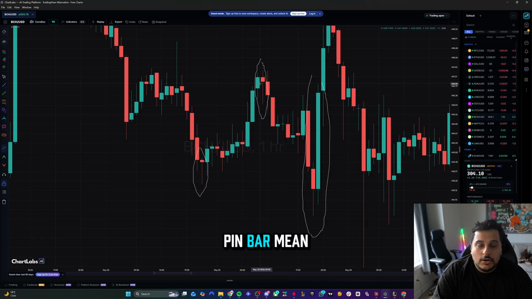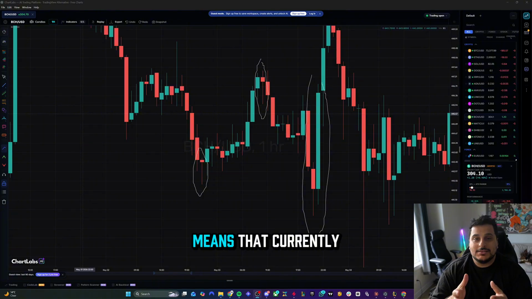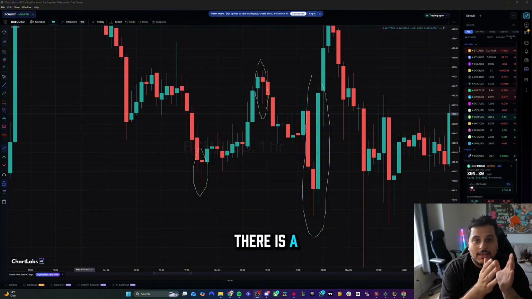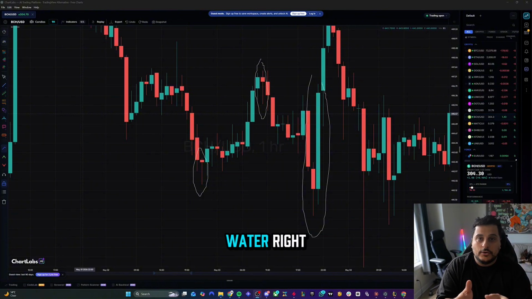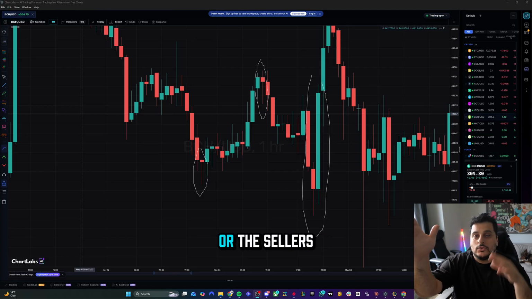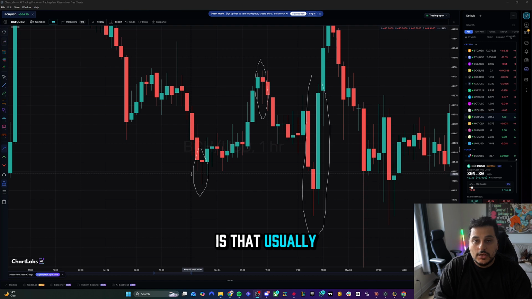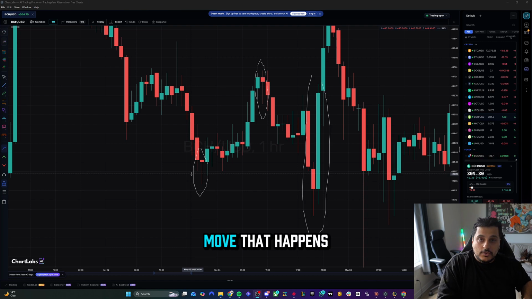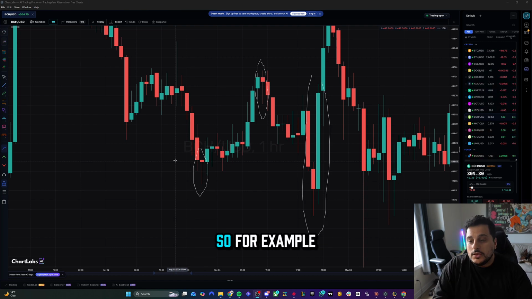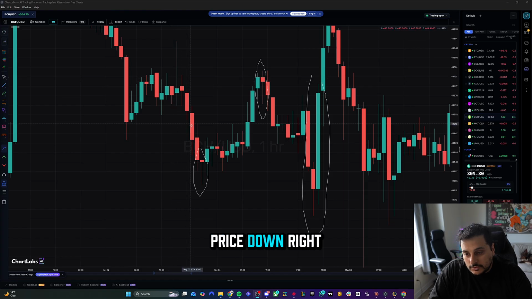What does the pin bar mean? So this pattern means that currently there is a calm in the water, right? Neither the buyers nor the sellers are winning. So what happens is that usually there's a big move that happens when we see a pin bar. So for example, we can see over here, price came down, right? We end up getting a pin bar right here, and we can see the volume started to slow down, right?